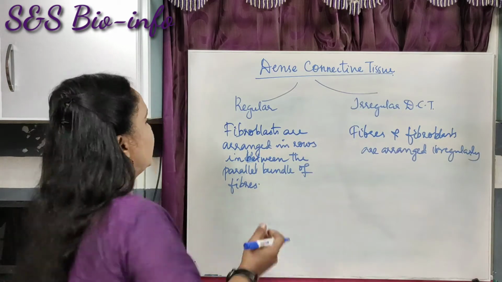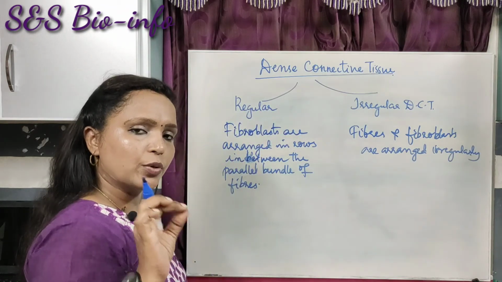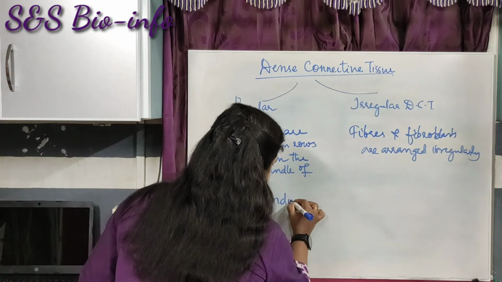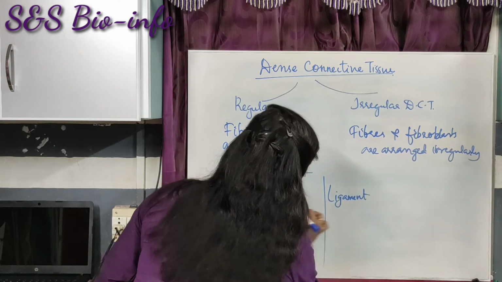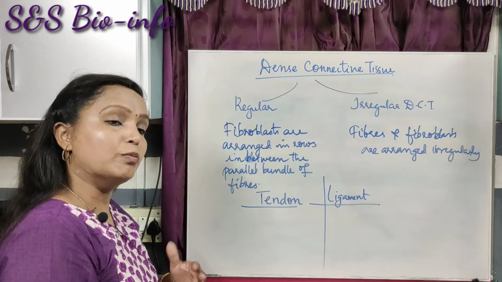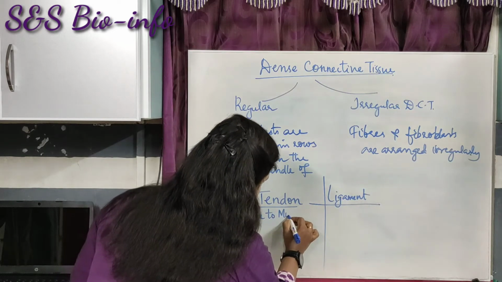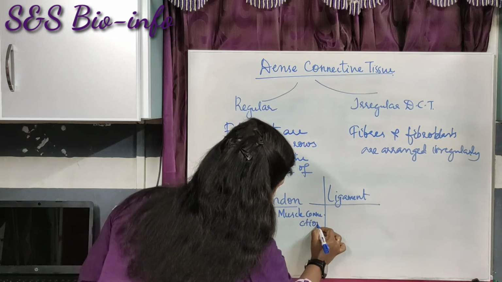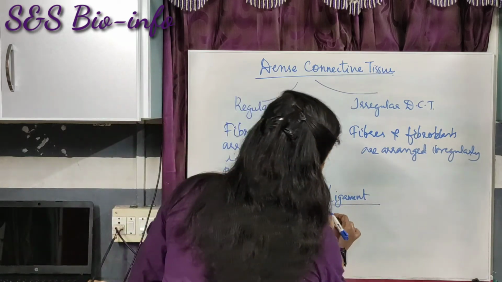Okay, next let's study the classification of the dense regular connective tissue. It is of two types: tendon and ligament. Here, the tendon connects bone to muscle. So tendon is the bone to muscle connection, meaning it connects the bone with the muscle, while the ligament connects bone to bone.